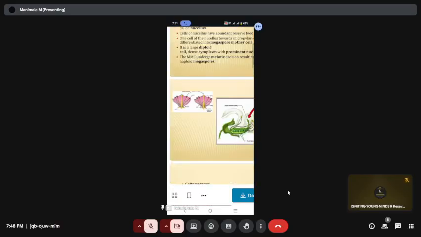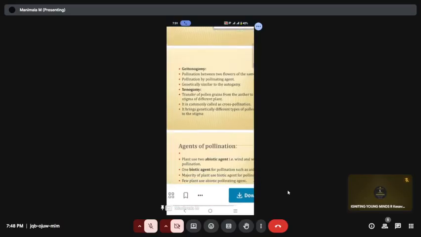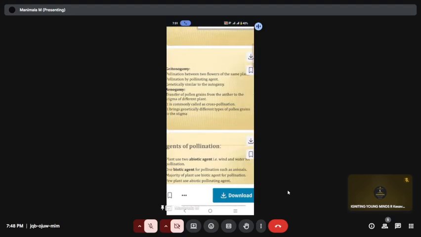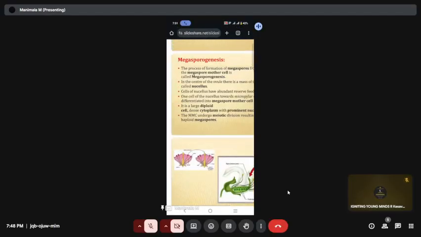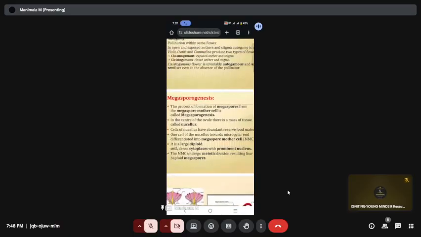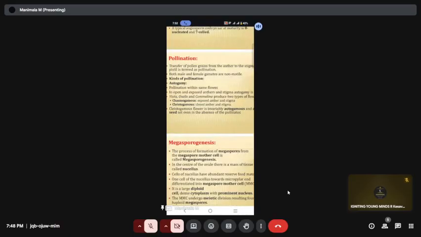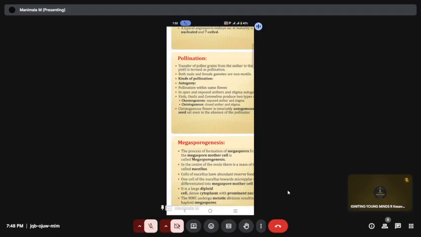When the pollen grains are taken to another plant, we need some pollinating agents also. When we discuss self pollination and cross pollination, that is autogamy and allogamy, among these the best one is cross pollination, because with its help we are able to produce a greater number of new varieties of organisms. That also we have discussed.